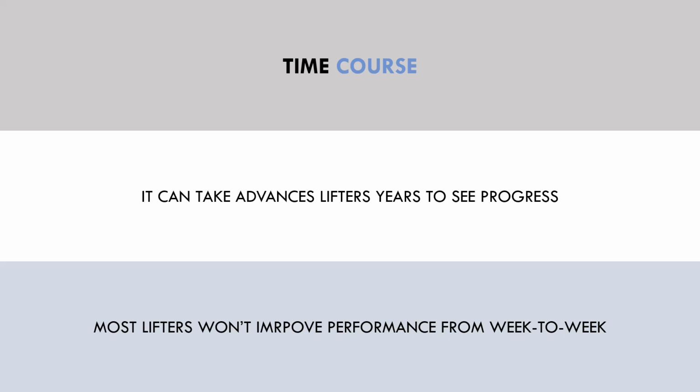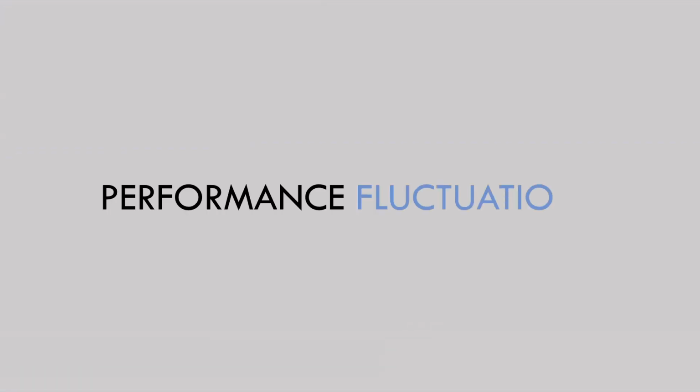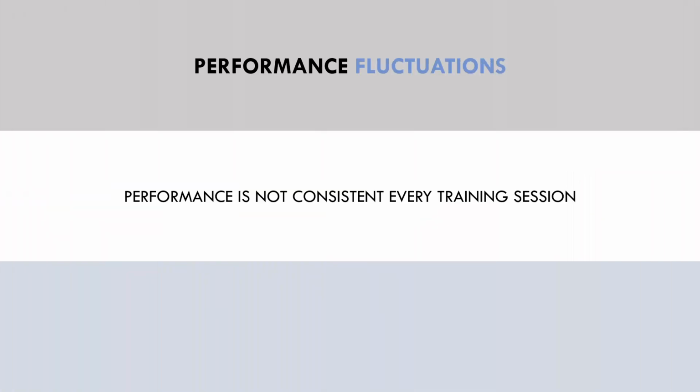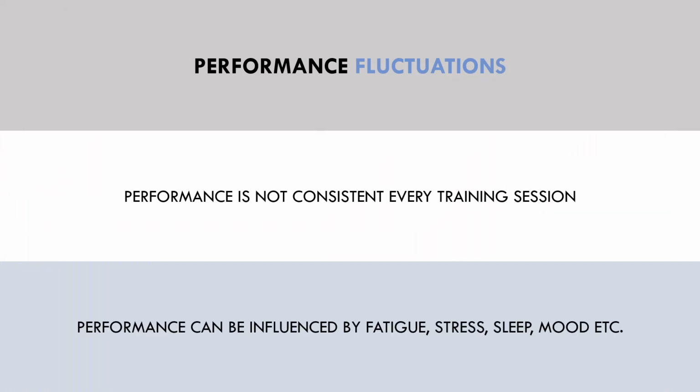The next issue is that performance fluctuates over time. An individual's performance will not be exactly consistent every single time they train. This may be due to a number of factors like acute fatigue, stress, sleep, mood, time of day, and much more. This again means that a rigid progressive overload structure cannot account for these fluctuations.